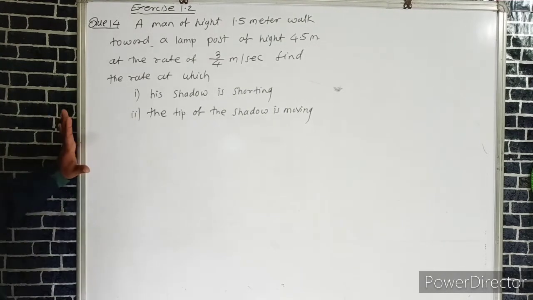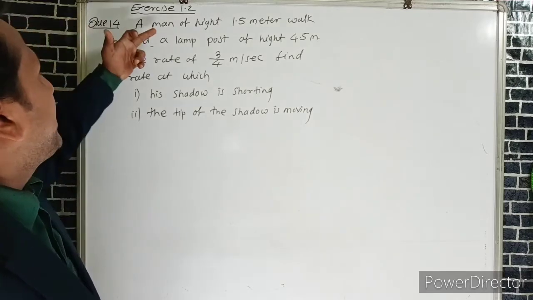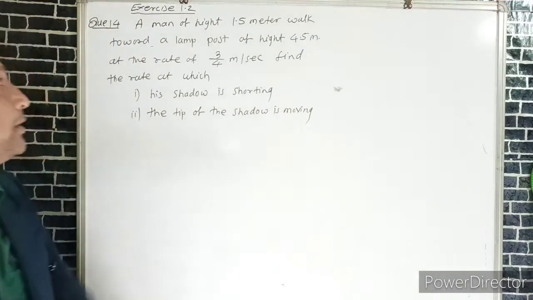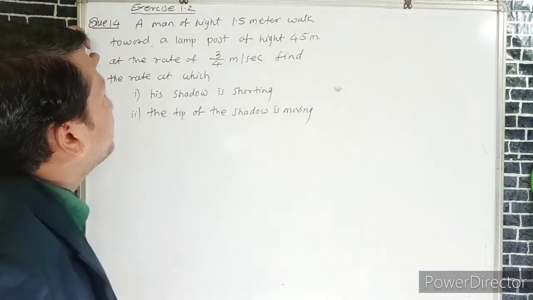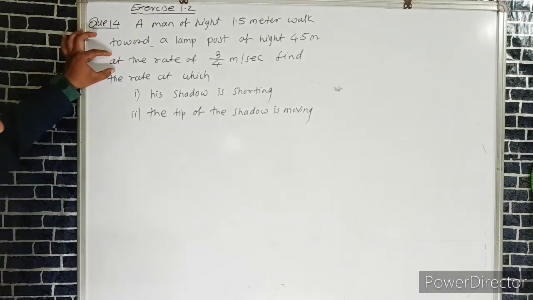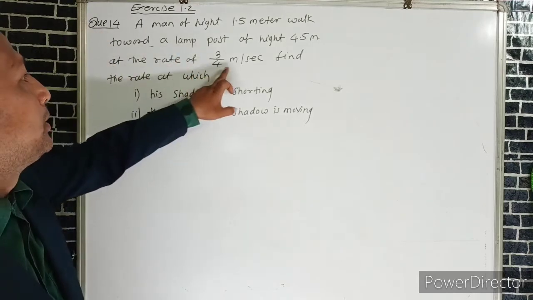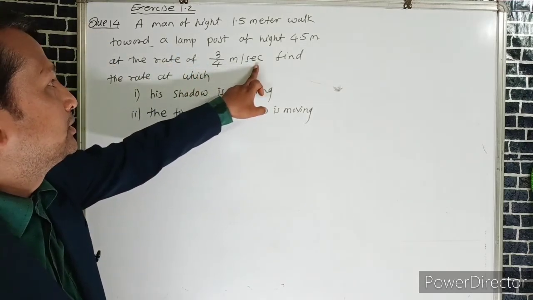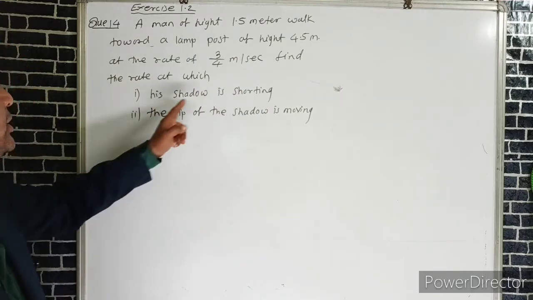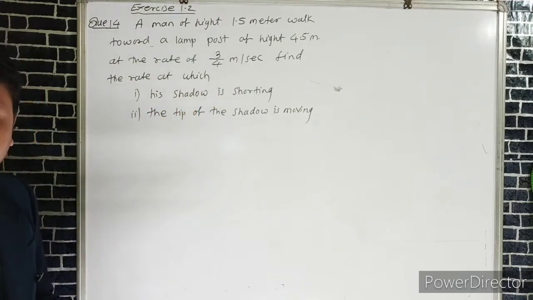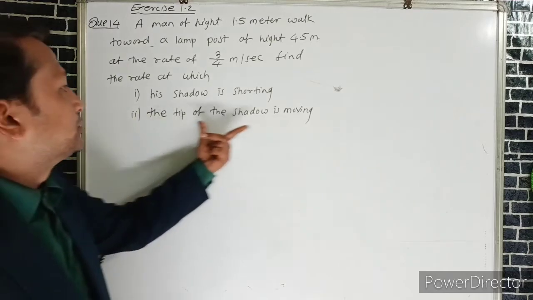So the next one, which is again example question number 14. A man of height 1.5 meter walked toward a lamp post of height 4.5 meter at the rate of 3 by 4 meter per second. Find the rate at which the shadow is shortening and the tip of the shadow is moving.